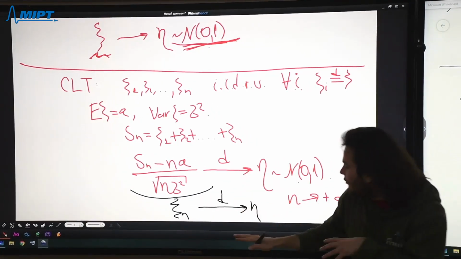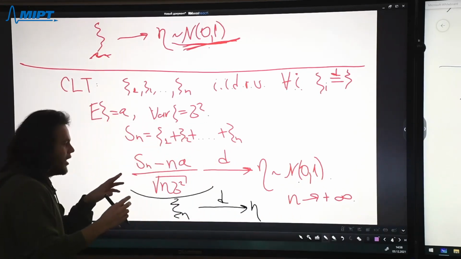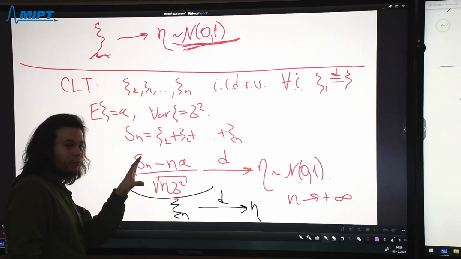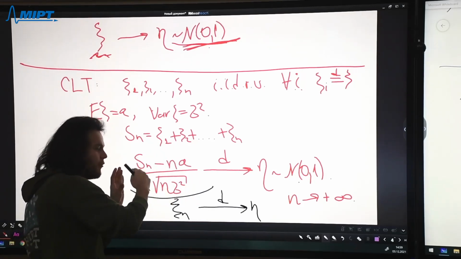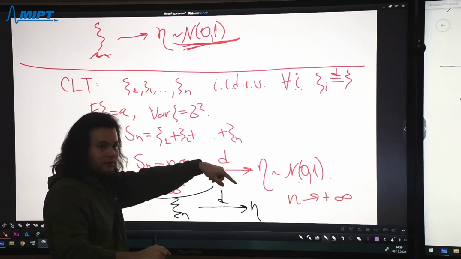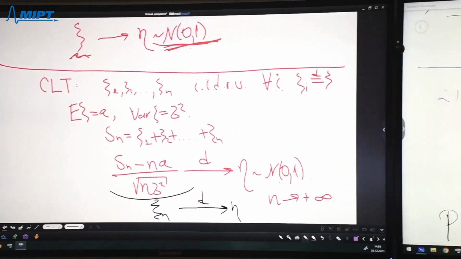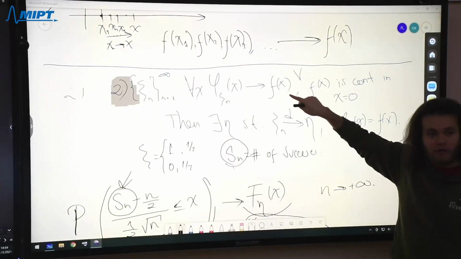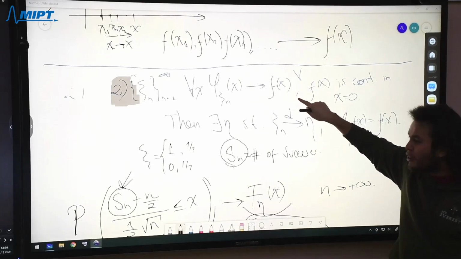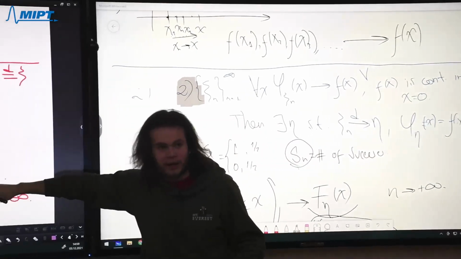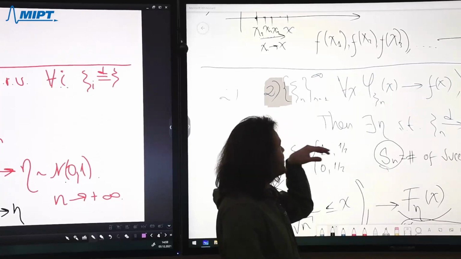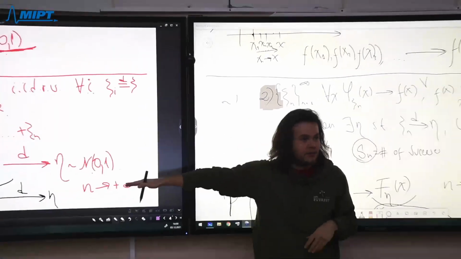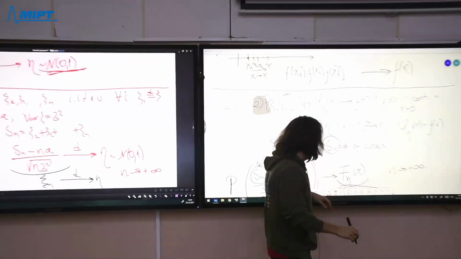So let's find the characteristic function for every psi. Let's prove that the characteristic function for every psi tends to some function, and let's show that this is the characteristic function of a random variable with normal distribution with parameters 0 and 1. If this is true, then using this theorem that we have here, we obtain this, and that's it. Okay, I hope the idea is clear.